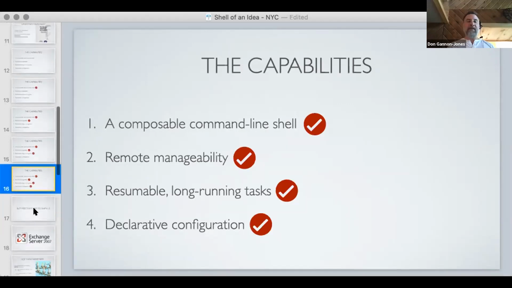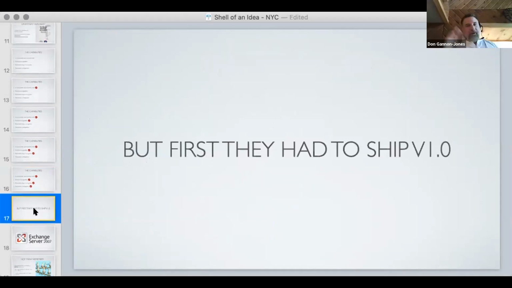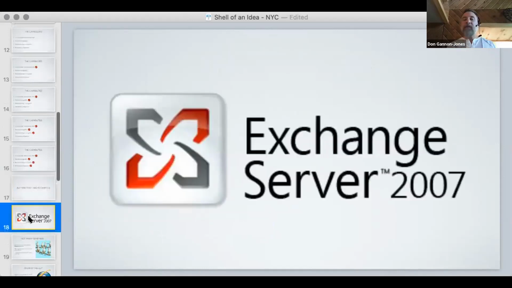So, okay, we have all those things, but first, before we could have any of that, they actually had to get version 1 out the door. Now, as most of you know, Exchange Server 2007 was the product that shipped PowerShell v1. And there's a fun story about that. We're going to get into a little bit about that in just a sec, but it's kind of a cool story. Jeffrey says he never came to work for Microsoft.